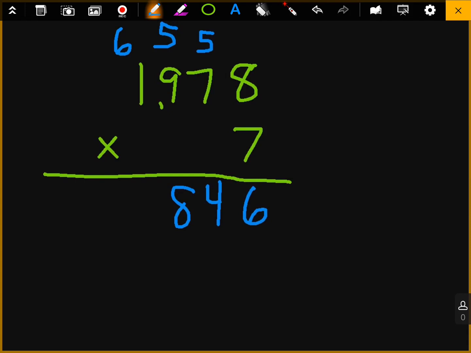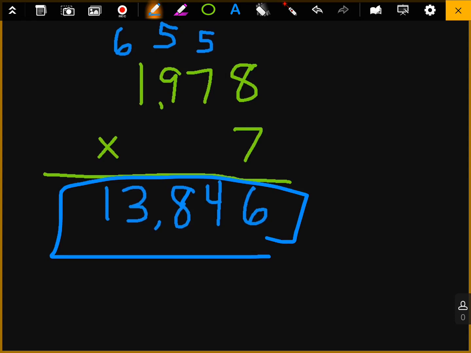And 7 times 1 is 7, plus 6 is 13. We have nothing else to carry over, so 13 just goes in here. And our final answer is 13,846. Man, that's a mouthful.